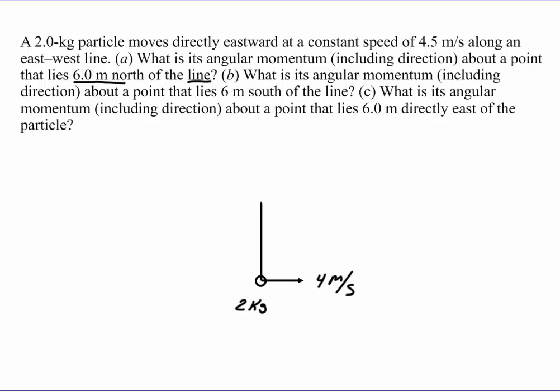Okay, we want to find out what the angular momentum is going to be about a point right here. And this distance is 6 north, right? Okay, so does that make sense? Make sure you understand what this says. A 2 kilogram particle moves directly eastward at a constant speed of 4.5 meters a second along an east-west line. What is its angular momentum, including direction, about a point that lies 6 meters north of that line?